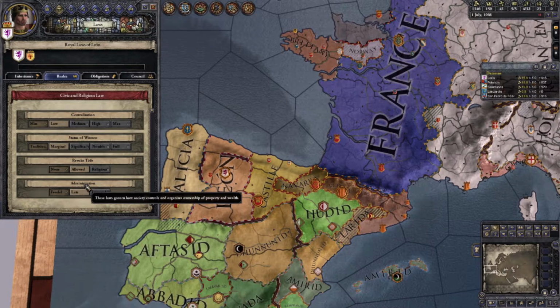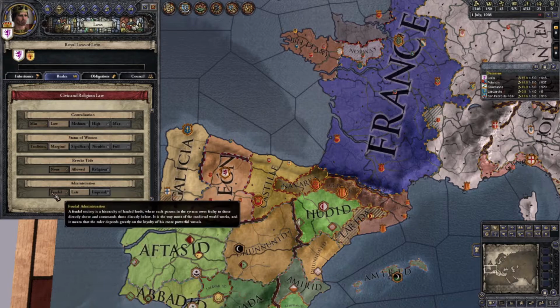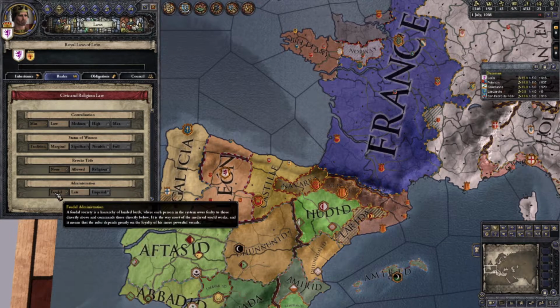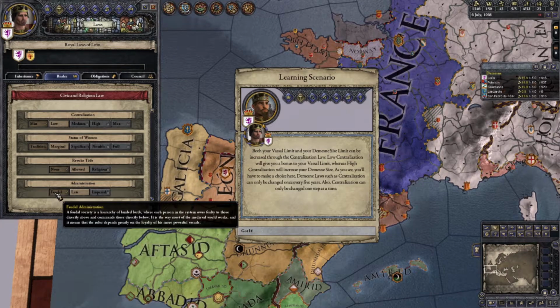Administration. These laws govern how society controls and organizes ownership of property and wealth. Feudal administration. A feudal society is a hierarchy of landed lords, where each person in the system owes fealty to those directly above and commands those directly below. It is the way most of the medieval world works, and it means that the ruler depends greatly on the loyalty of his more powerful vassals.